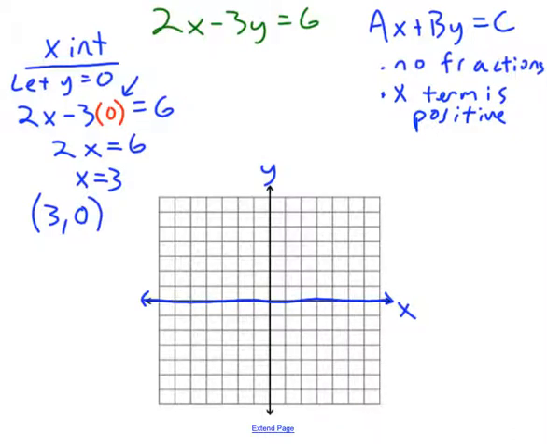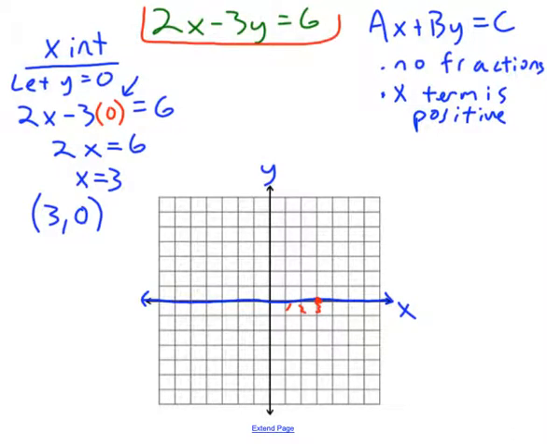So let's put that on the graph. Let's put it in red. So the x-intercept is 3. The x-axis value is 3. Remember, it's like a number line for x. We count over 1, 2, 3, and so on and so forth. Okay, so that was the x-intercept.